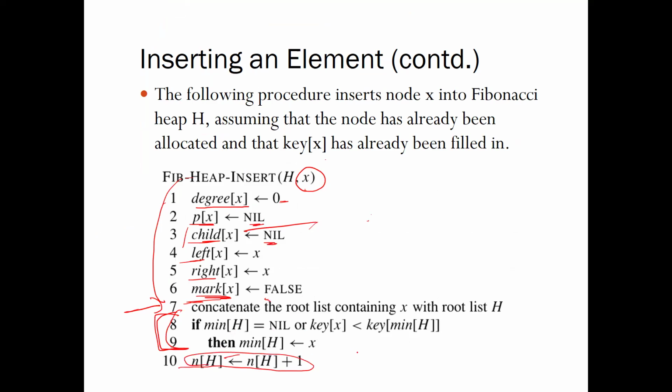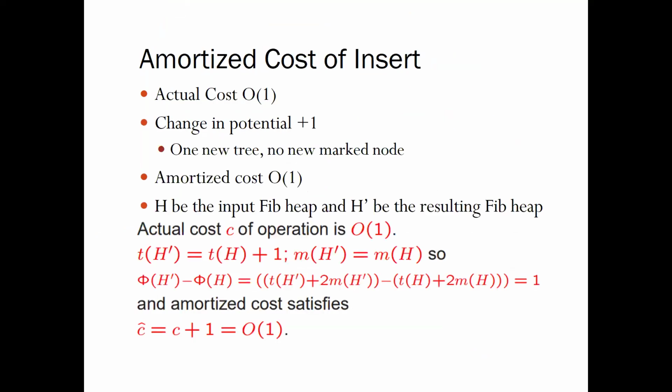I already told you what n of H is. N of H is the number of nodes in the entire tree. Currently, there are say 10 nodes. Now, when you add one more additional node, it has to be incremented by 1. So this is the basic idea of inserting.